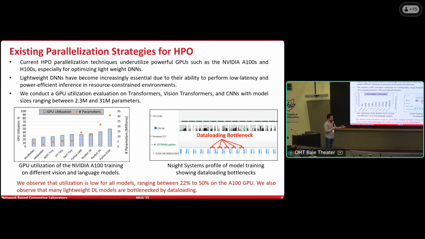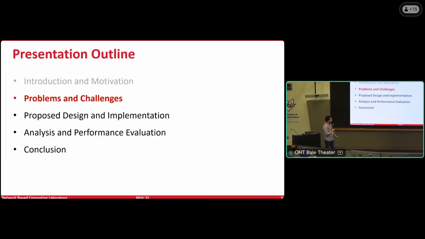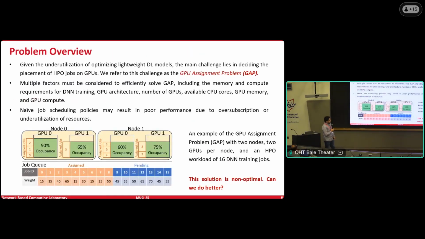The current strategies also underutilize the existing hardware. So we ran an experiment with different lightweight to mid-size models on A100 and H100. We tried both vision models, CNNs, vision transformers, and also language models, like the Pythia model, which is a GPT-like architecture. And we noticed that with these models, the GPU utilization is very low. It goes from around 22% up to a max of 50%.